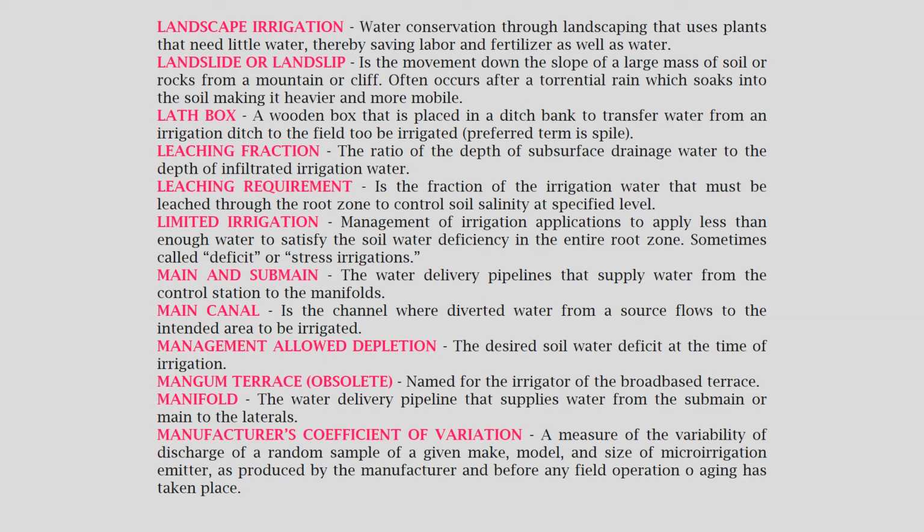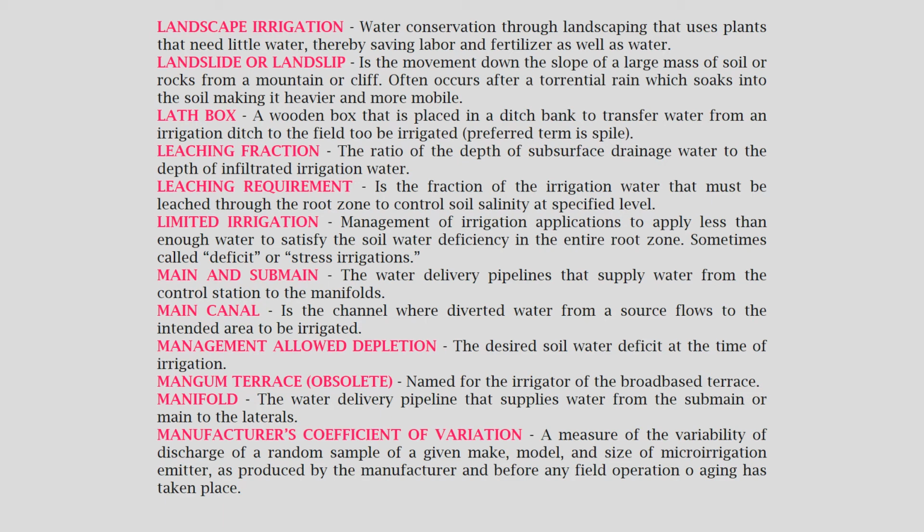Leaching fraction: the ratio of the depth of subsurface drainage water to the depth of infiltrated irrigation water. Leaching requirement is the fraction of the irrigation water that must be leached through the root zone to control soil salinity at a specified level. Limited irrigation: management of irrigation applications to apply less than enough water to satisfy the soil water deficiency in the entire root zone. Sometimes called deficit or stress irrigation.